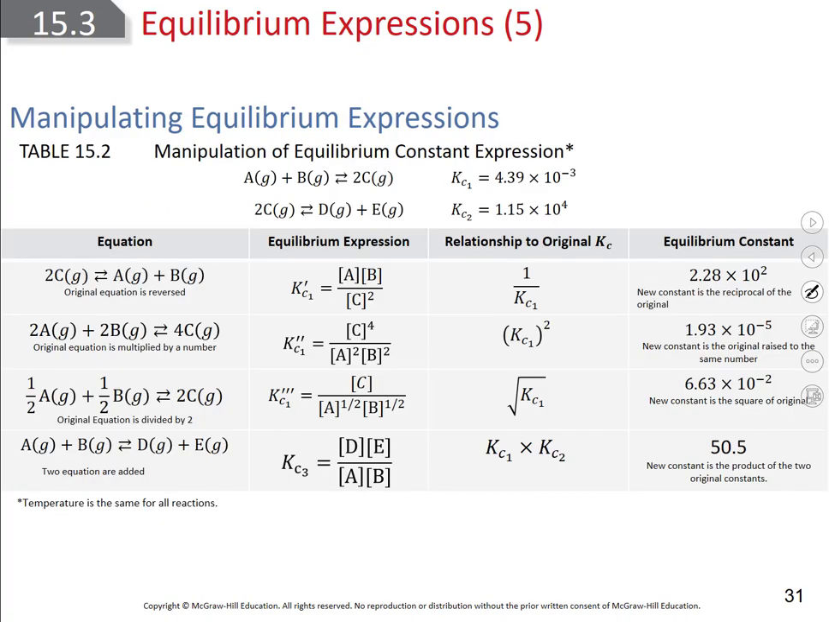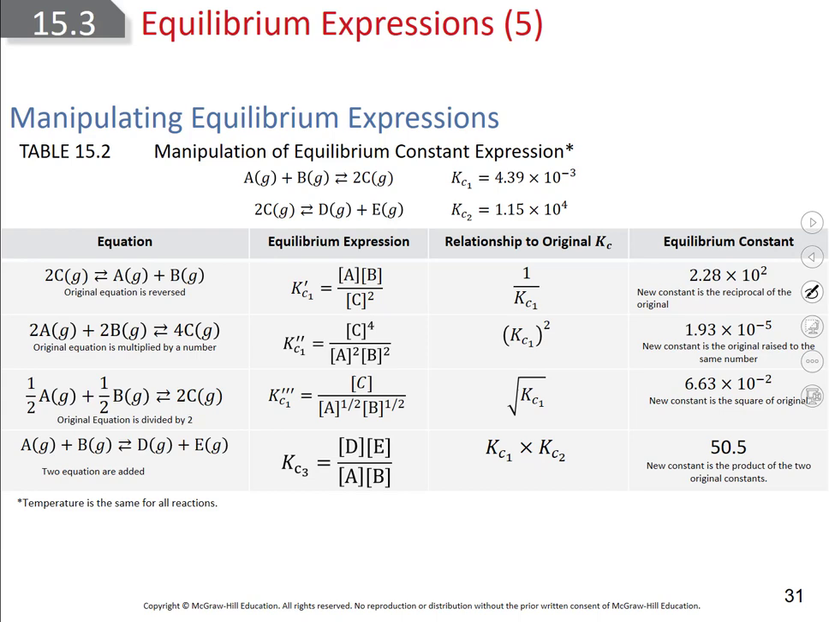So I'm going to jump ahead and show you the table. There it is. This is the same table on page 674. So the first one, if you reverse an equation, your new K is the reciprocal of the original K. If you multiply your equation by a number, then your K value is raised to the power of that number. If you divide by a number, then your K value is raised to 1 over that power. And then the very last one is if you take two equations and you add them together, you would take their K values and multiply those together.